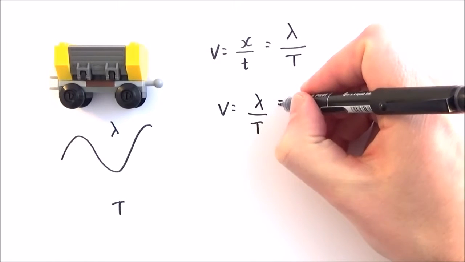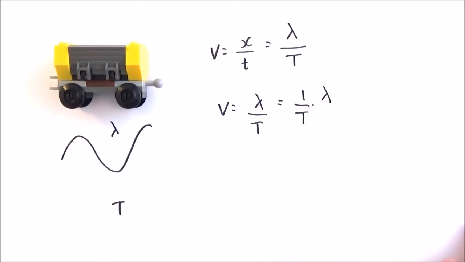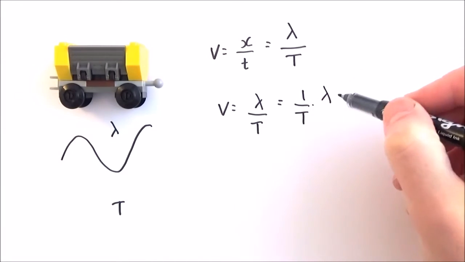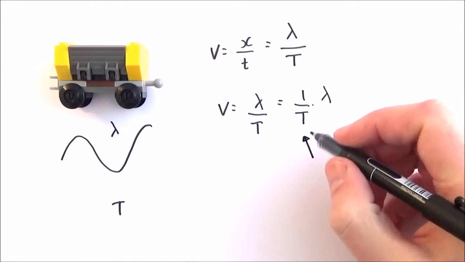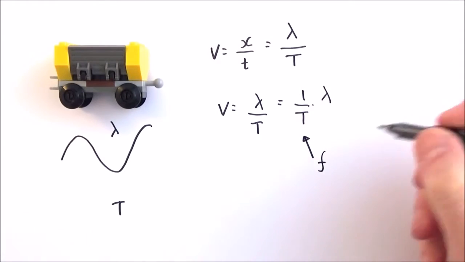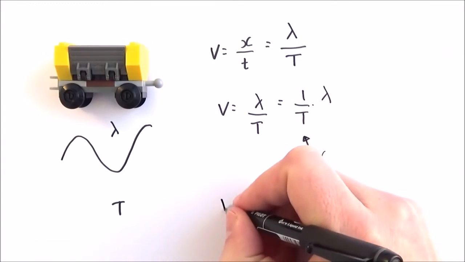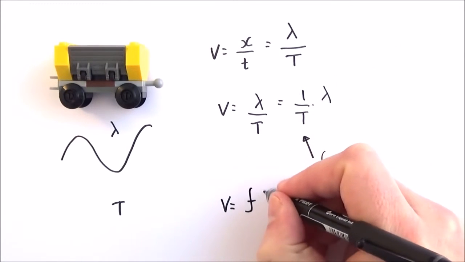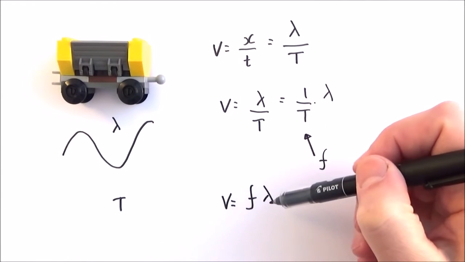We can also write this as 1 over T times lambda. So the velocity equals 1 over T times lambda. However, 1 over T, 1 over the time period, is equal to the frequency of that wave. So if we replace 1 over T with frequency, we can say that v equals f lambda. So v equals very furry lambs.